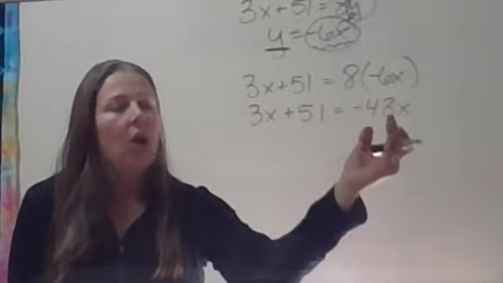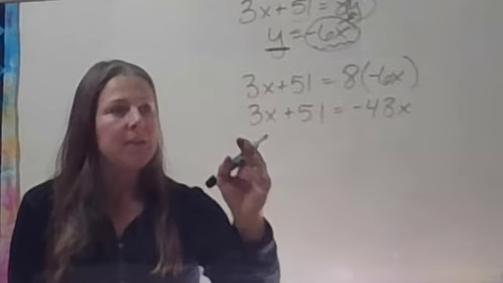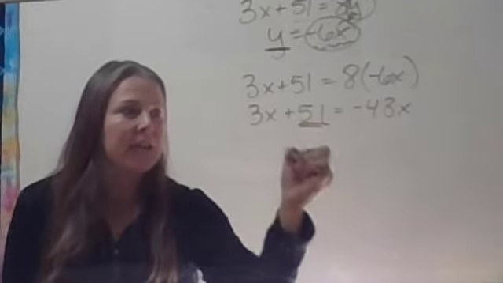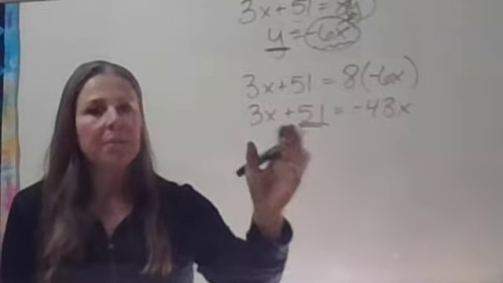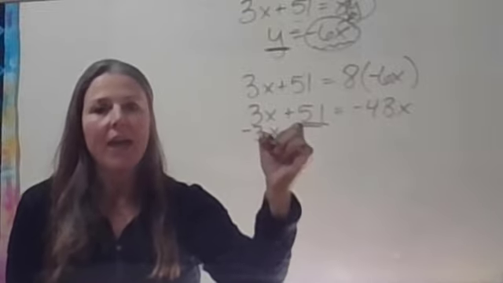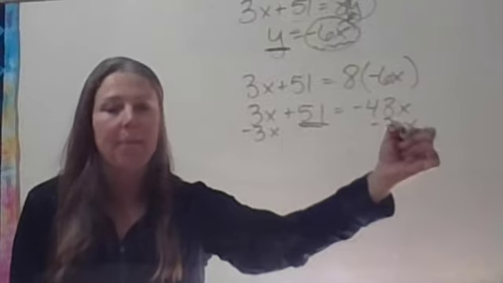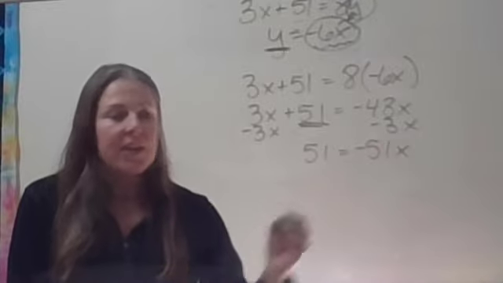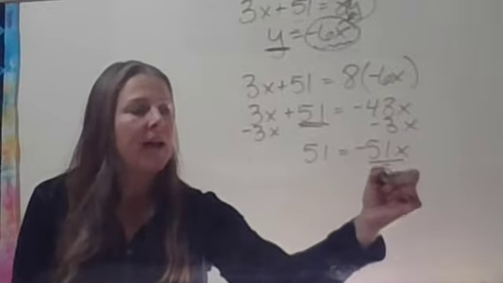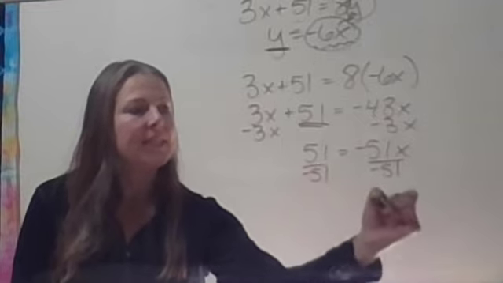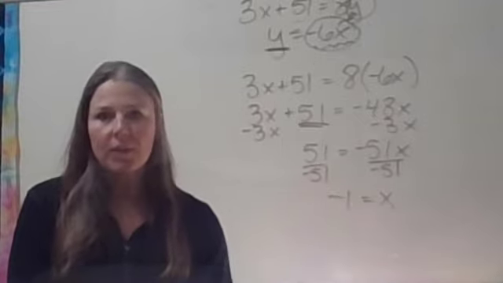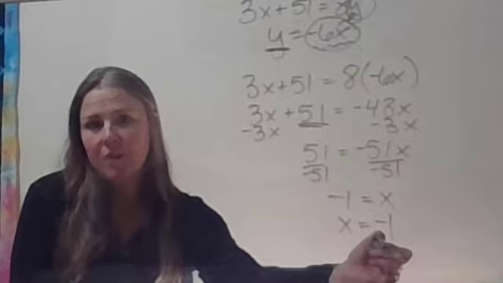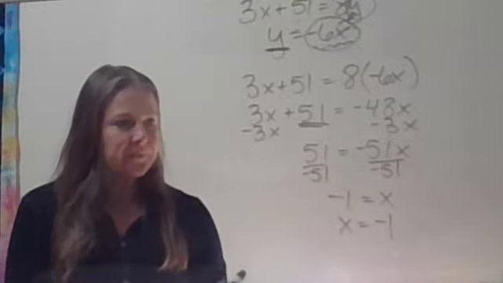Now, usually we bring all of the letters to the left, but this time there's numbers only on the left. So let's bring all of the letters to the right to be together and let the numbers stay on the left. So to move this 3x, you need to subtract 3x. You're doing the opposite. So 51 is equal to -51x. So now to solve for x, you're going to divide by -51. And look how nicely that came out. -1 is equal to x. I'm going to go ahead and just rewrite this as x is equal to -1. That's called the commutative property. You can write it either way.